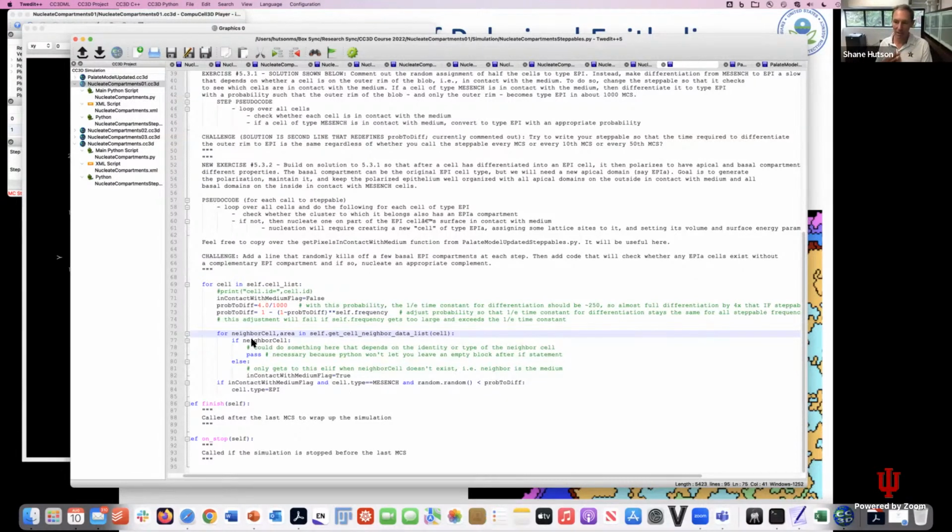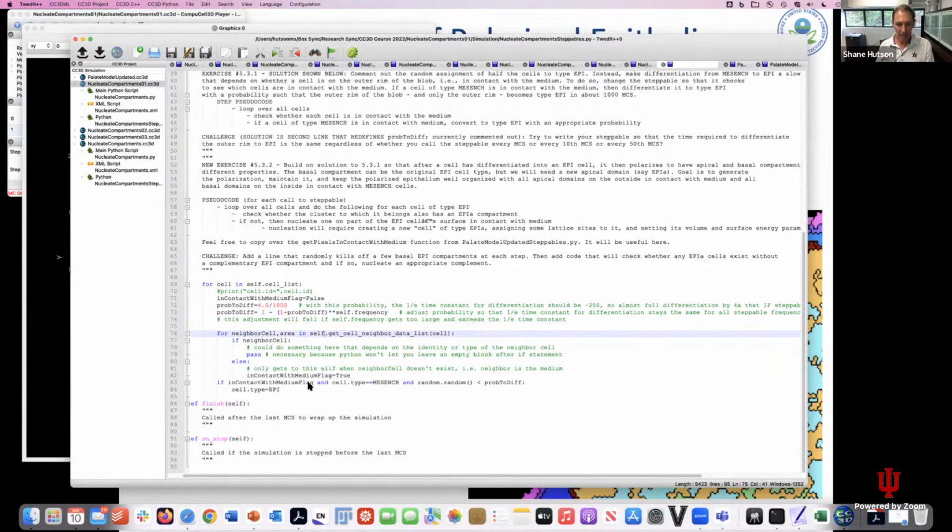And medium is defined as essentially a null cell. So if we say if neighbor cell, that's going to be false if the neighboring cell really was medium. And so we'll go down here to the else part of the statement. And so if the neighbor cell was medium, and so this was false, we're going to say in contact with medium flag equals true. We're going to use this Boolean and just flip it and keep track of whether the cell's in contact with medium based on that flag.